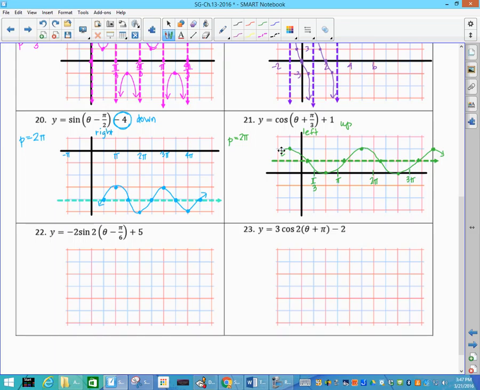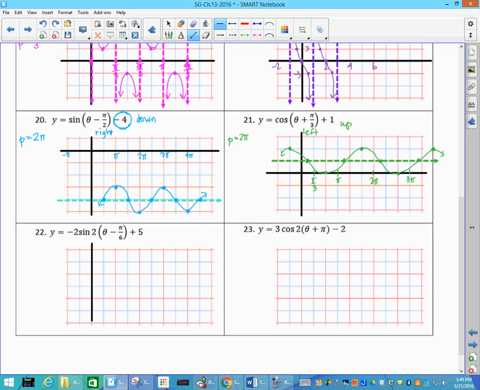Okay, last two. Yikes. Last two graphs. y equals negative 2 sine of 2 theta minus pi over 6, plus 5. So I'm going to be moving it up. I think that's the easiest one to deal with.